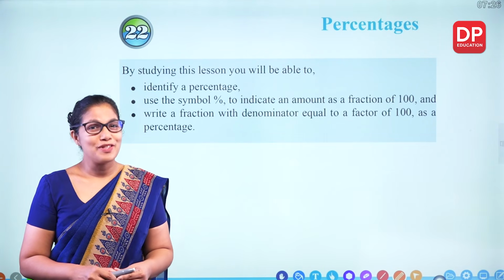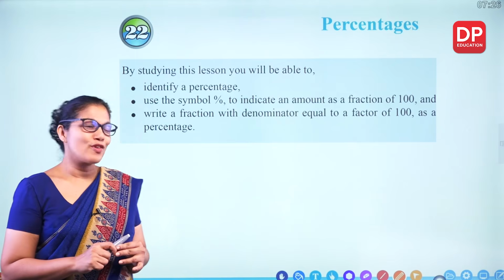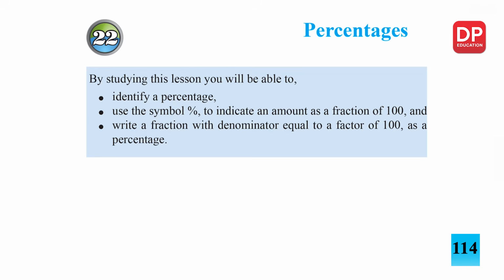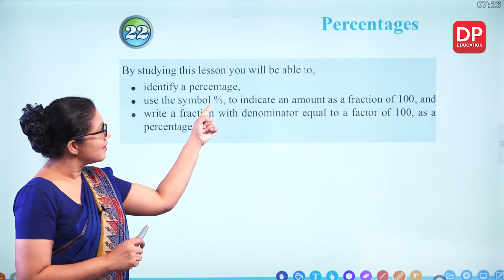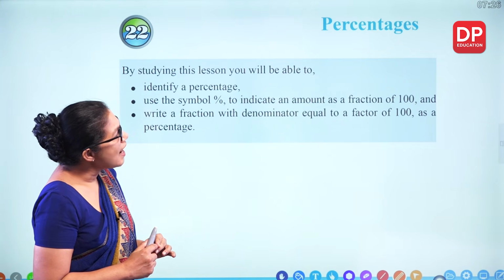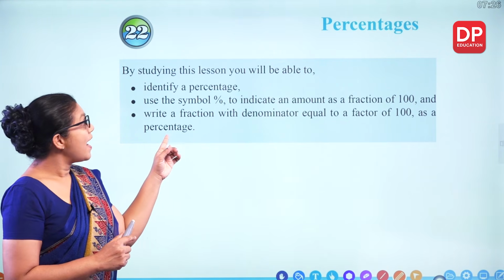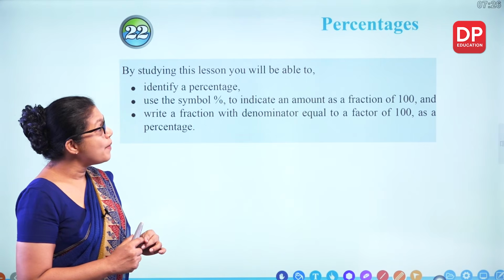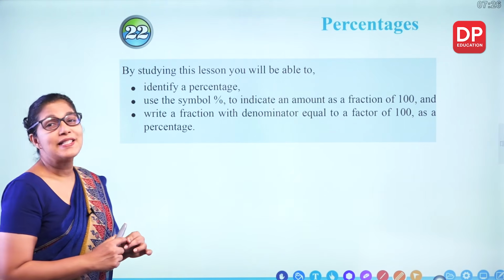Hello children, today I am here to teach you chapter 22 in your textbook, that's percentages. In this lesson, we are identifying percentages and using this symbol to indicate an amount as a fraction of 100, and writing a fraction with denominator equal to a factor of 100 as a percentage.